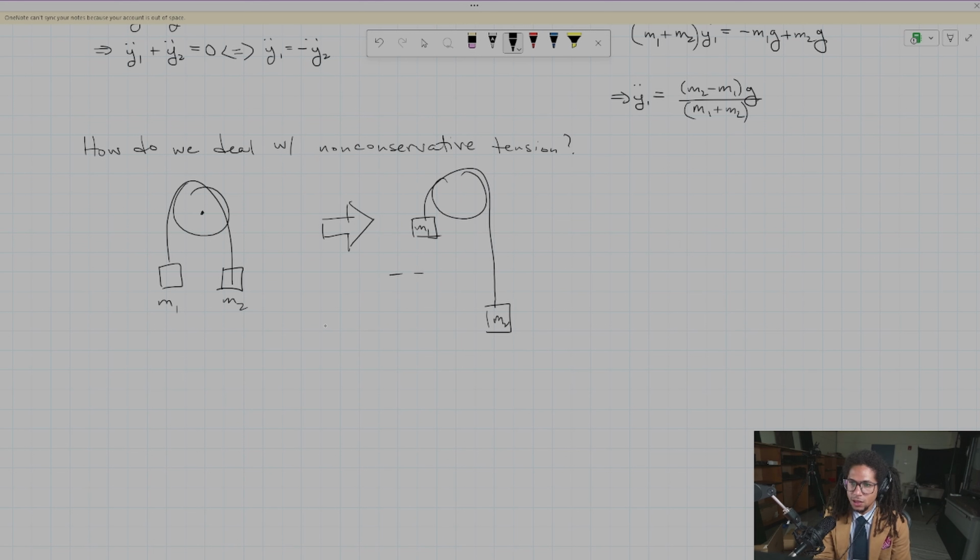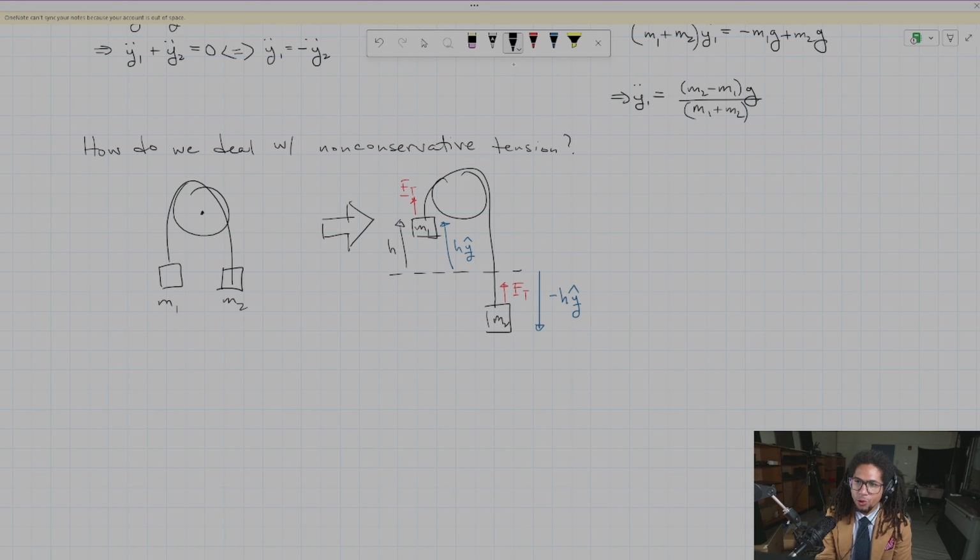Okay, so let's say that M1 went up by a height h. Now, think about what the forces of tension are as this is happening. The force of tension on M1 looks like this, and the force of tension on M2 looks exactly the same force vector. But the displacements look different. The displacement on this one is h times, let's say, y hat. But the displacement on this one has to be minus h y hat.